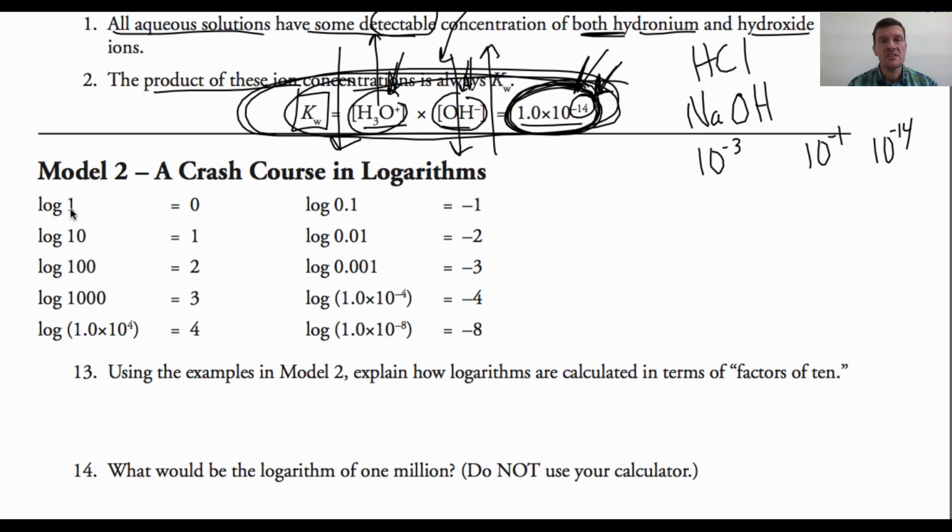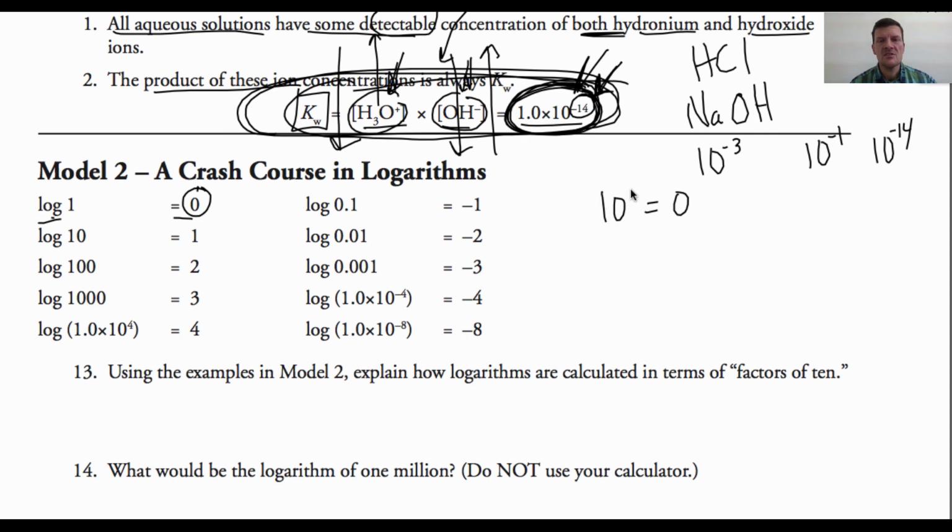So the log of 1, this is in base 10 by the way, the log of 1 is 0, the log of 10 is 1, the log of 100 is 2, the log of 1,000 is 3, the log of 10,000 is 4. Why is that? So what are we finding when we do log? The log is equal to the exponent. That's all you have to remember.